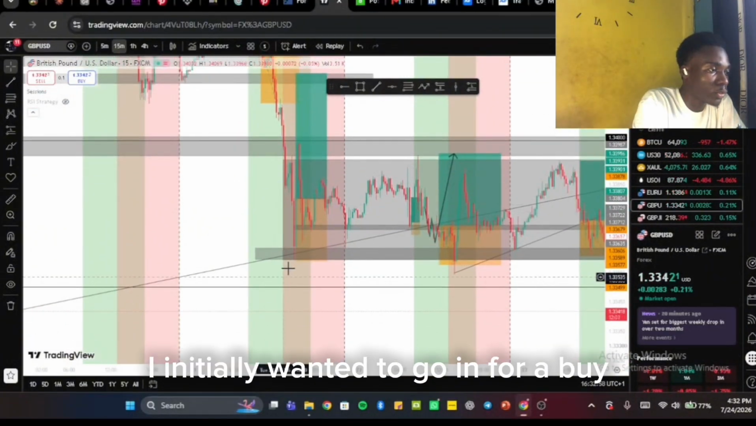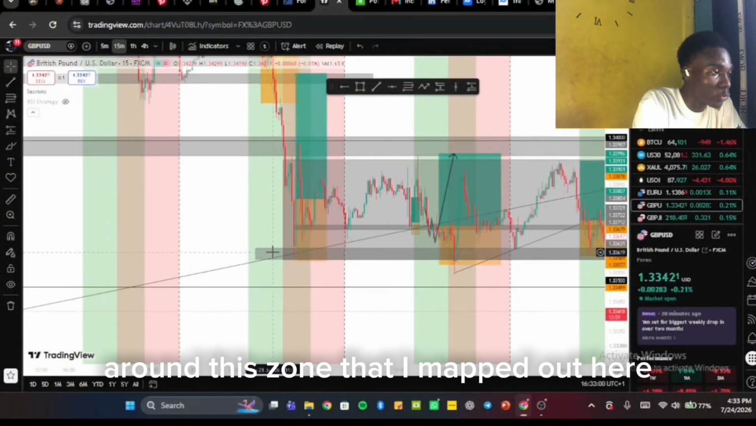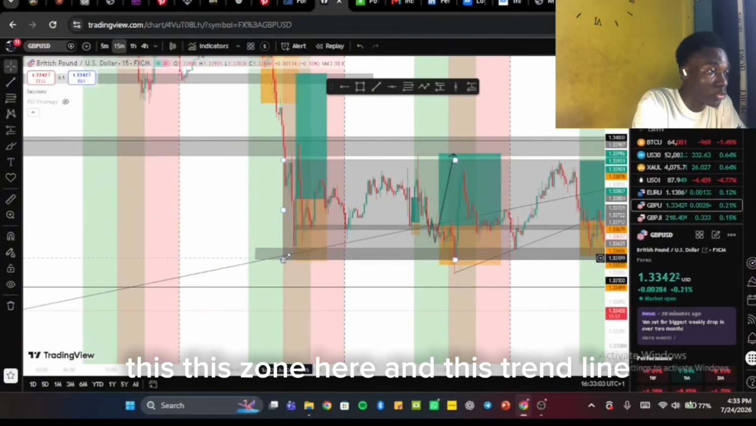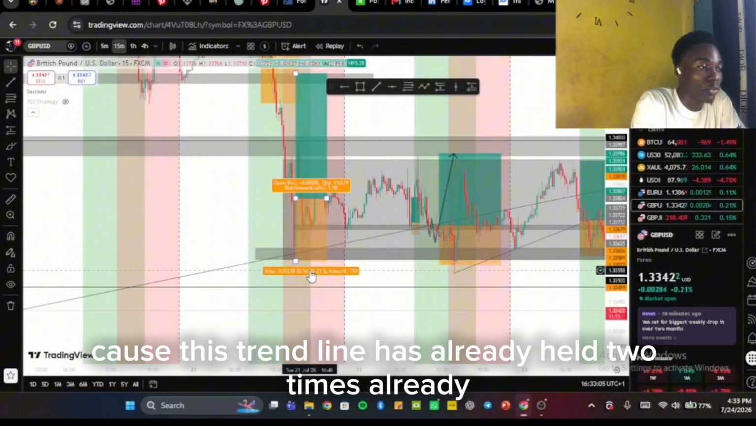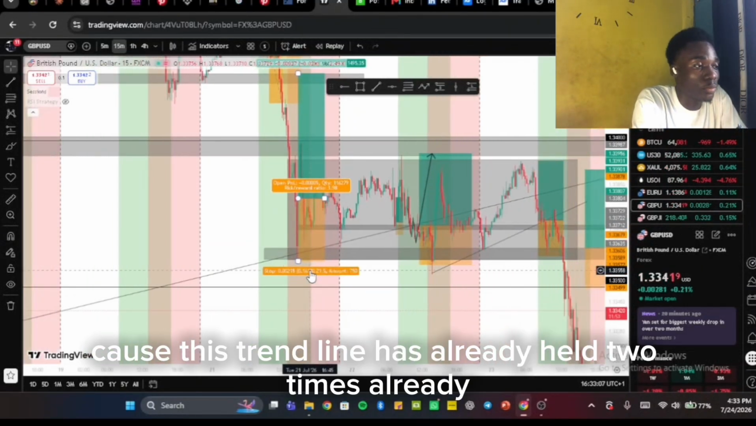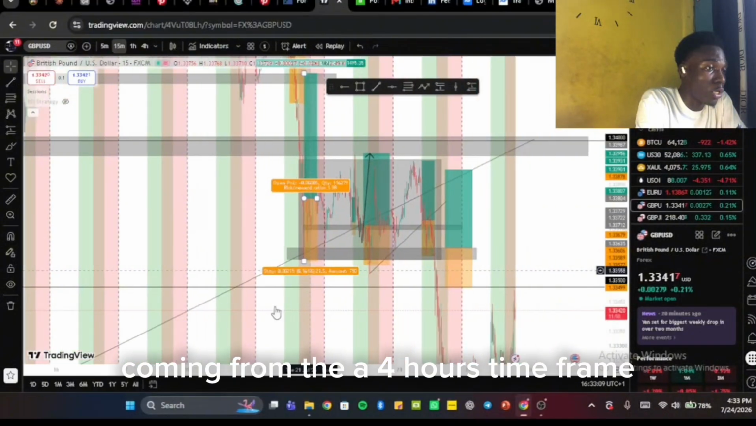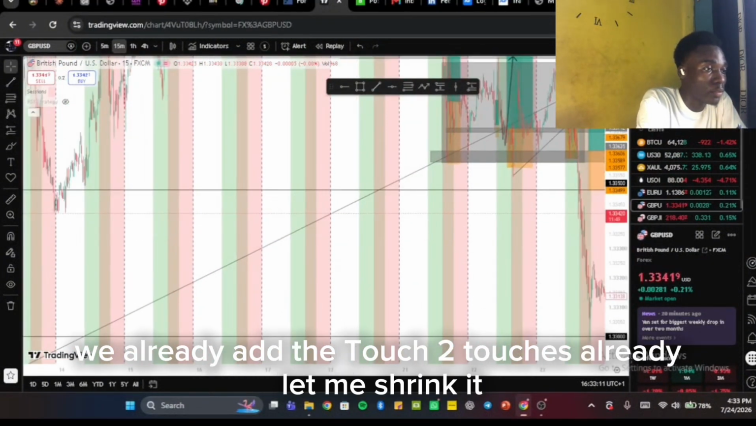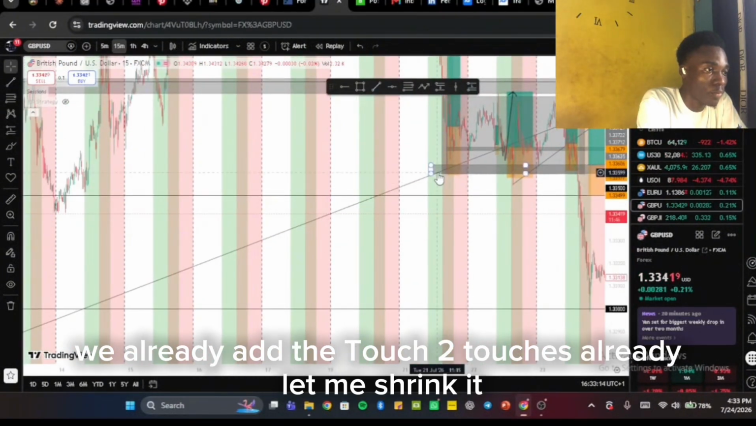On this second setup I saw, I initially wanted to go in for a buy around this zone that I mapped out here, and this trend line, because this trend line has already held two times, coming from the 4 hours time frame. We already had the two touches already.